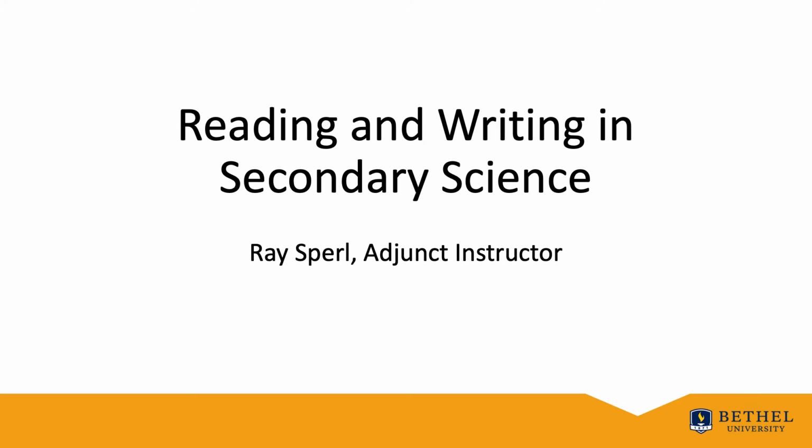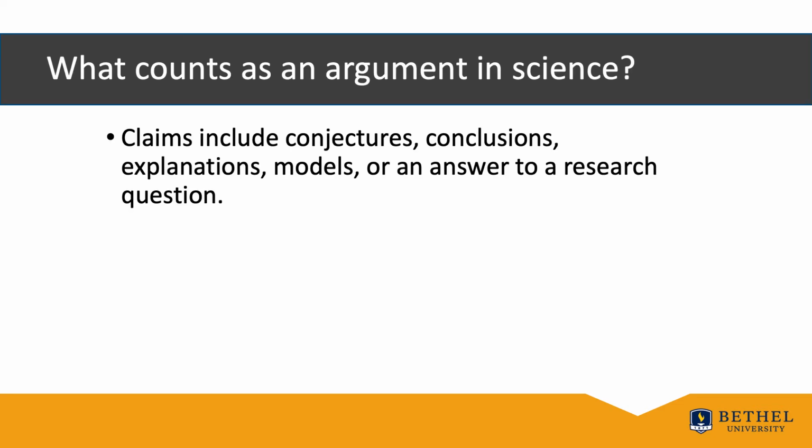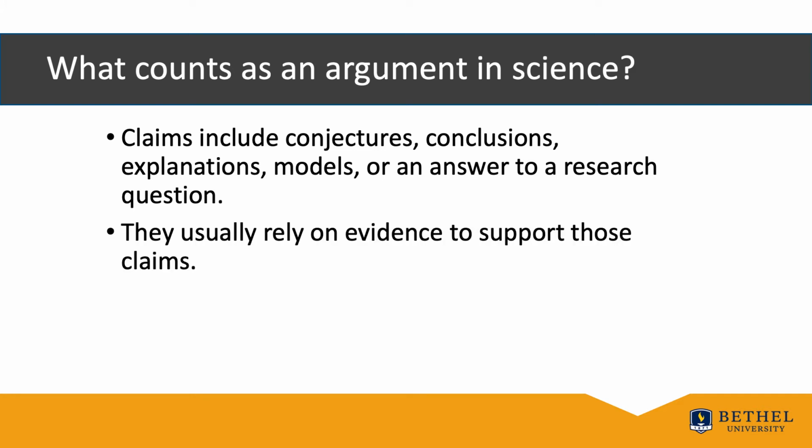Okay, let's talk about reading and writing in secondary science. So what counts as an argument in science? Well, claims include conjectures, conclusions, explanations, models, or an answer to a research question. They usually rely on evidence to support those claims.